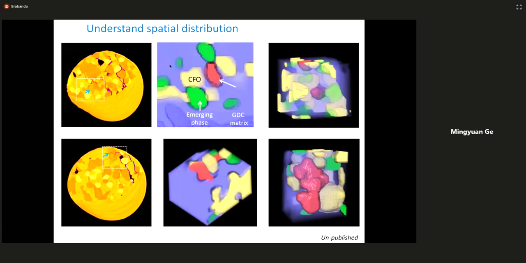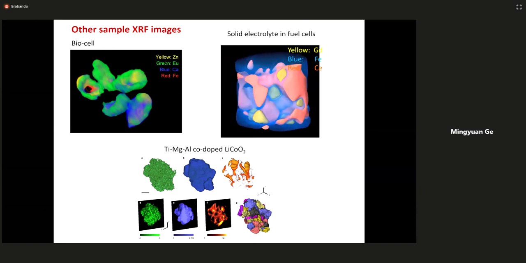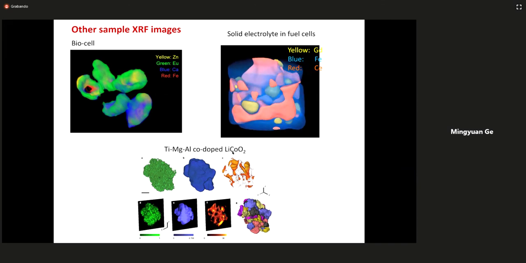And we can also look at the spatial distribution of these two phases. The red one is one phase, the green one is another phase, and they are formed in between the raw phases, the CFO and also the GDC, the blue one. So we can see how they form spatially in the 3D volumes. Here are a few additional examples showing XRF imaging for bio cells, another solid electrolyte, and also some heterogeneous, very complex composition particles with titanium, magnesium, aluminum doped cobalt oxide. So we can resolve the individual components inside these particles.